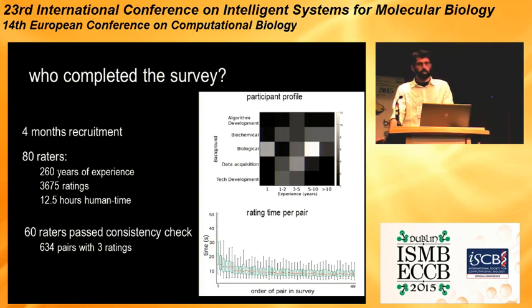So I mentioned we kept one pair as a consistency check. This pair was shown to every expert 3 times over the course of the survey. And if they weren't self-consistent with their response to this pair, they were excluded from further analysis. This cut about a quarter of the people that took the survey out. So we were left with 60 raters that successfully completed the survey. And this left us with about 600 pairs that had the 3 ratings that we needed.